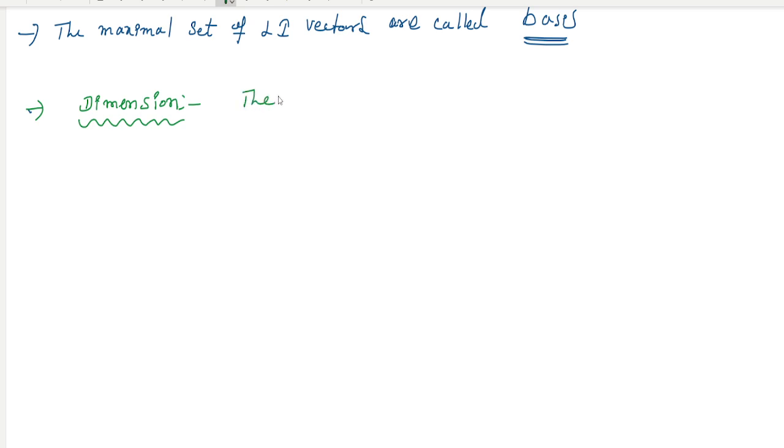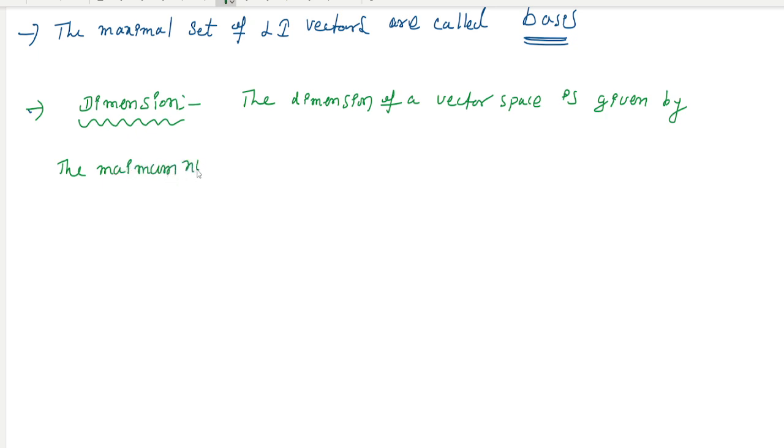First, I'm going to write here the definition. The dimension of a vector space is given by the maximum number of linearly independent vectors the space can have. Okay.